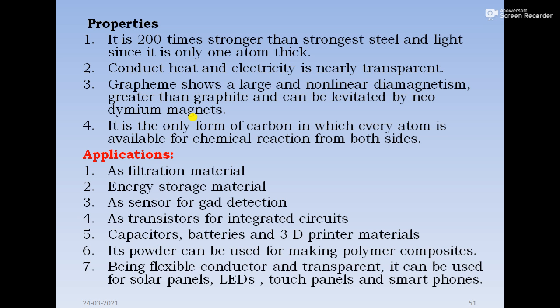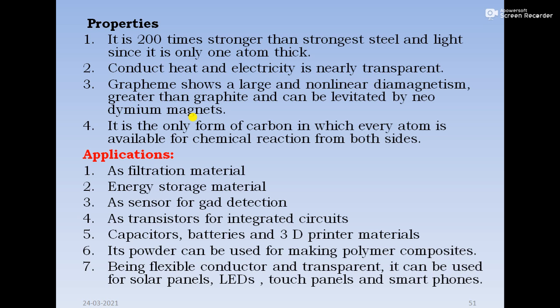Then the applications. First, as a filtration material: sp2 carbon has one valency unsatisfied, so it can capture impurities. Second, as an energy storage material, we can store hydrogen gas in the graphene sheet. Then as a sensor for gas detection, as a transistor for integrated circuits, and also in capacitors, batteries, and 3D printer materials.